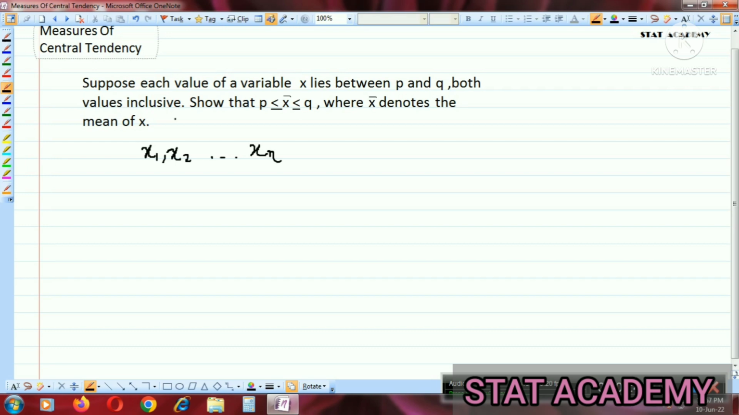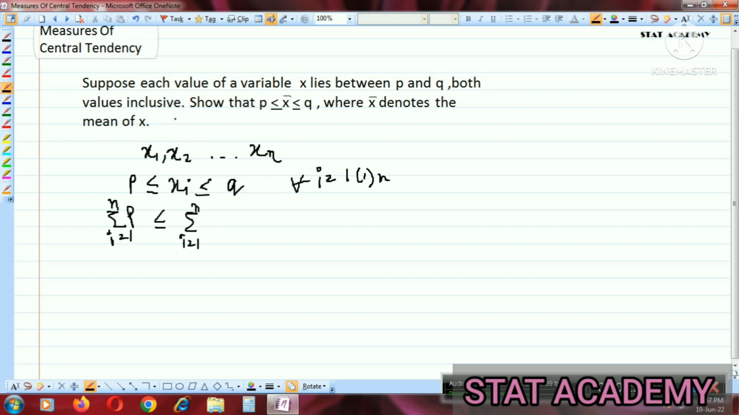Then, as the statement mentions that each value of the variable lies between p and q, xi is greater than or equal to p and less than or equal to q. We use the signs greater than or equal to and less than or equal to because both values are inclusive, for all i from 1 to n. Now if we take the sum over all three terms, then we have summation over i from 1 to n of p is less than or equal to summation over i from 1 to n of xi is less than or equal to summation over i from 1 to n of q.